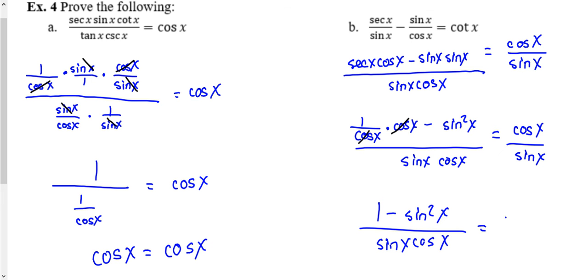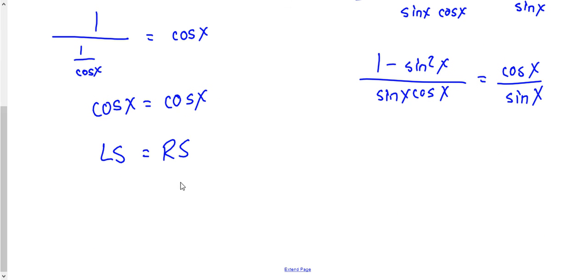And that's equal to cos x over sine x. And of course, again, taking a look at our Pythagorean identity, that's our numerator here. 1 minus sine squared x is part of the Pythagorean identity. That's the same thing as saying just cos squared x in our numerator. All that's being divided by sine x cos x, which equals cos x over sine x.